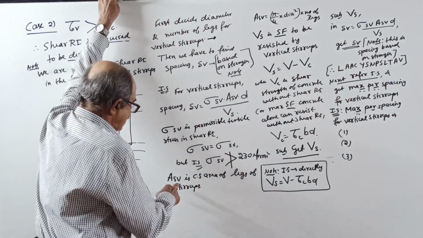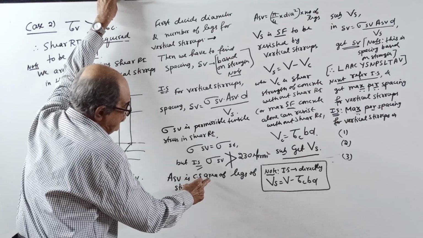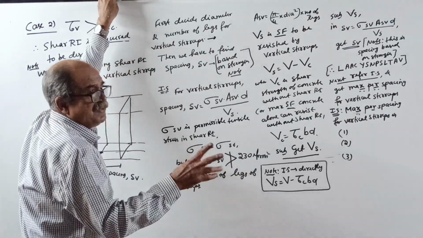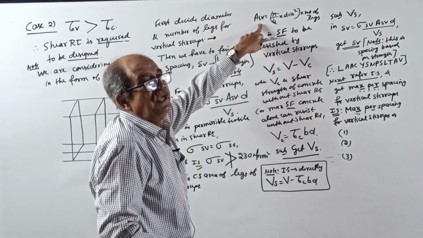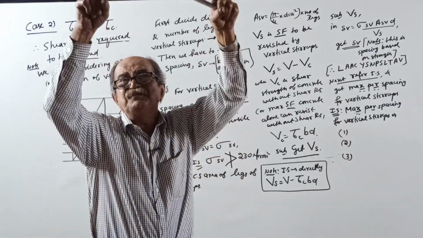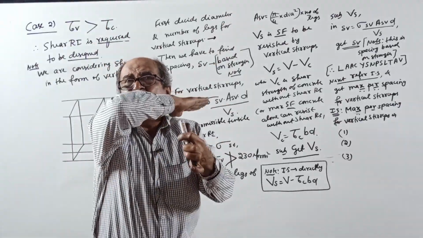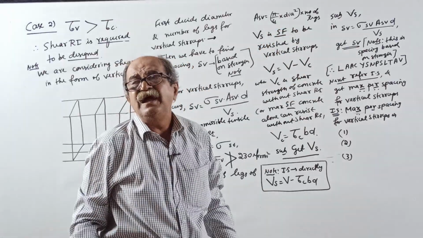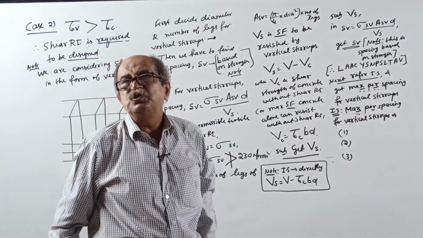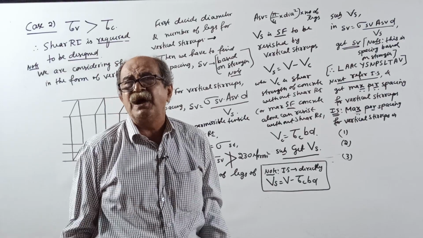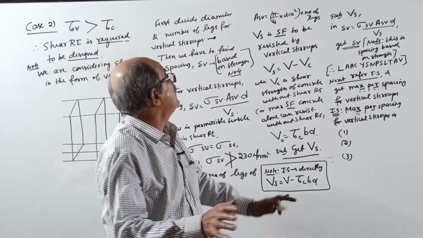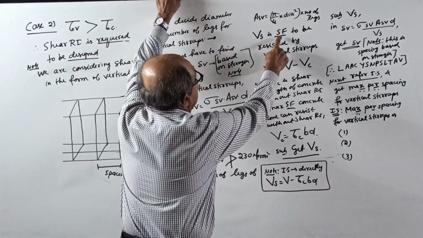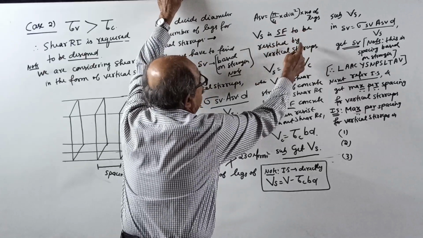Okay. Now, ASV is the cross-sectional area of legs of the stirrups. It is very simple. Two stirrups are 2 legs. How many legs, we don't know. What is the cross-sectional area? Equal to pi by 4 of diameter square into number of legs. For 2-legged 8-tor, it is a popular number, 100.53 mm square. Leave it.